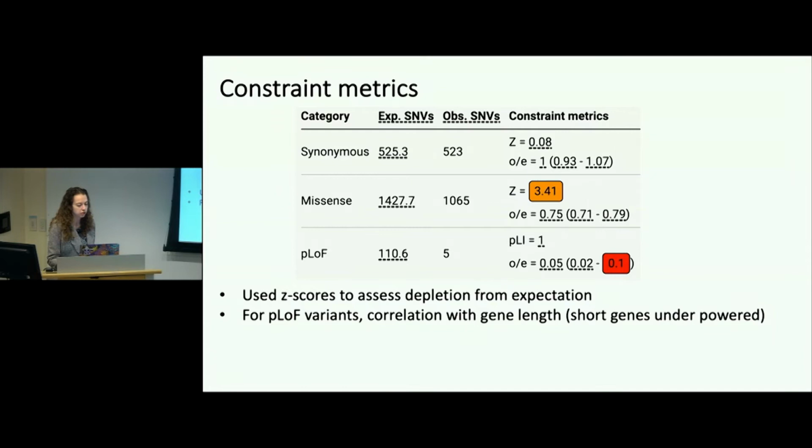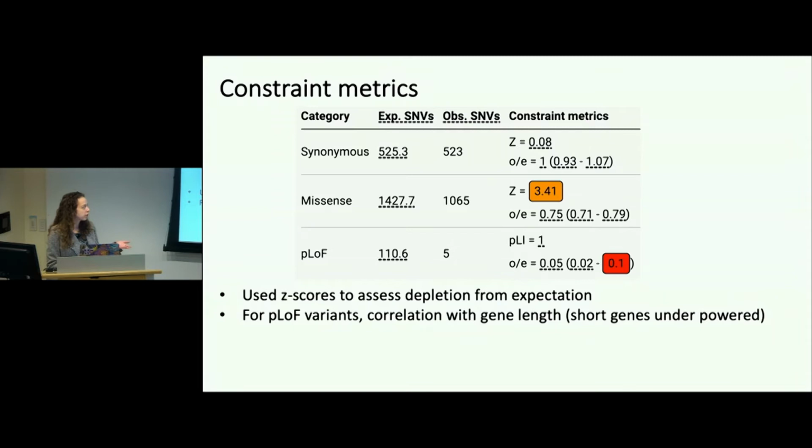For loss-of-function variants, one of the things you'll notice is you expect a lot fewer loss-of-function variants than the other classes of variation. Loss-of-function does correlate very strongly with gene length, and so you're going to have much better power. All of them correlate with gene length, but you're going to have much better power for genes that are larger than for genes that are smaller, and that power impact really comes into play when you have smaller numbers, like the number of loss-of-function variants you're expecting. If you were only expecting 5 loss-of-function variants, it'd be very hard to show depletion from that. However, if you're expecting about 100 and you see 5, that is significant depletion.